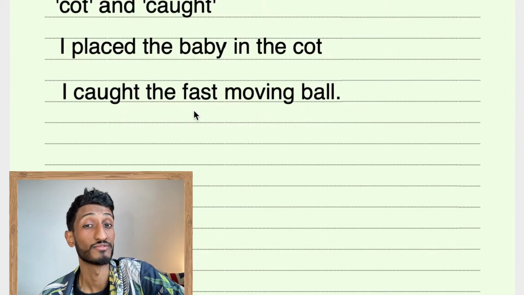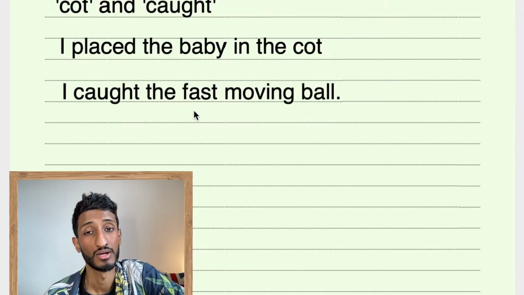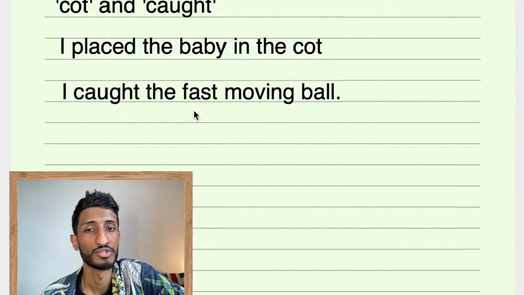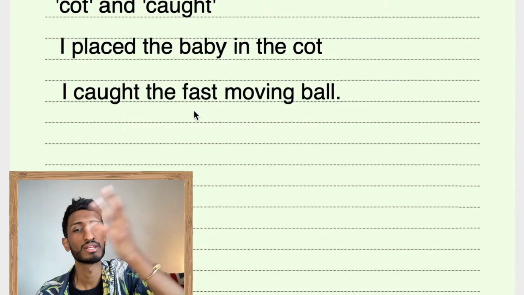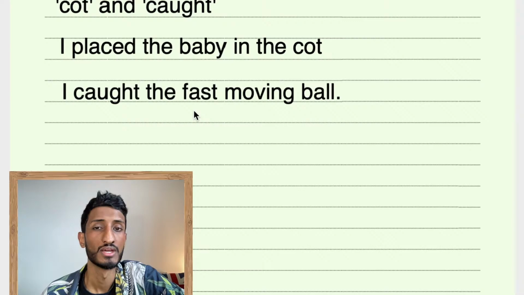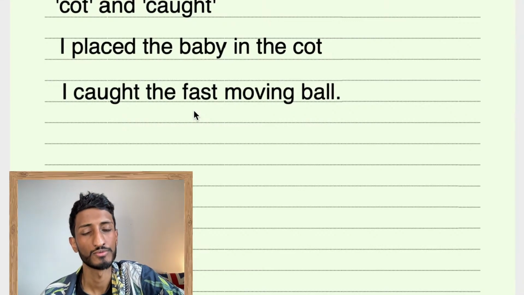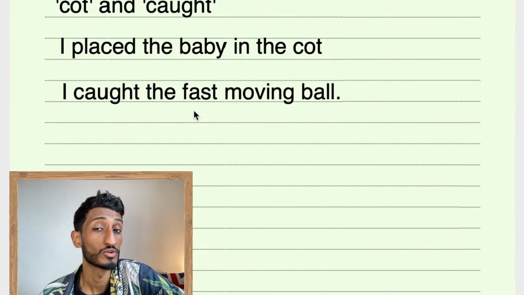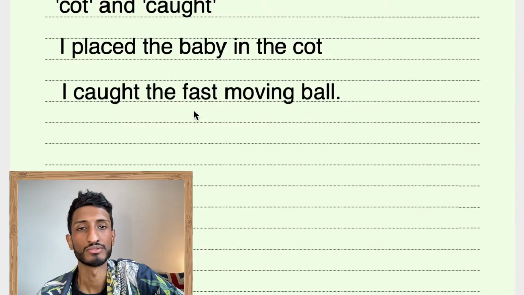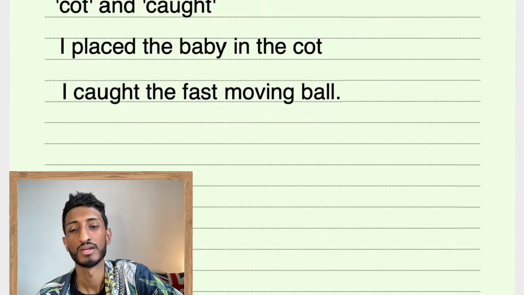I caught the fast moving ball. I caught it. So do you see how we're kind of lengthening the vowel sound here? So I caught the fast moving ball. I caught the fast moving ball. So do you see the differences between caught and caught?